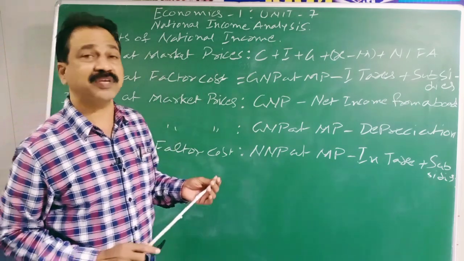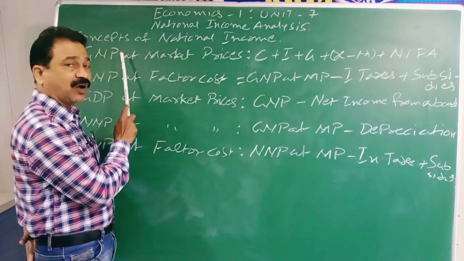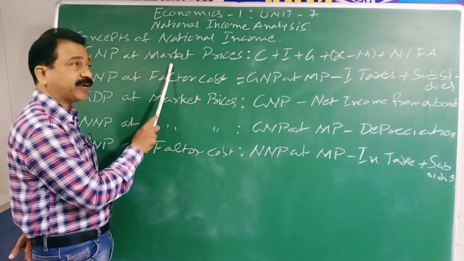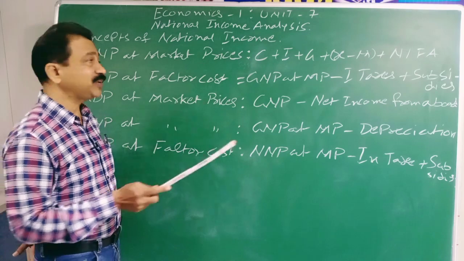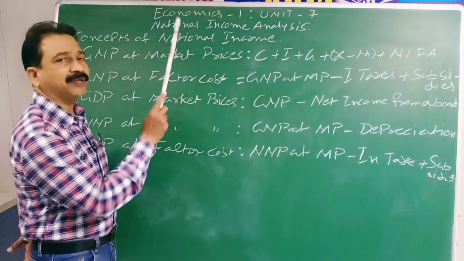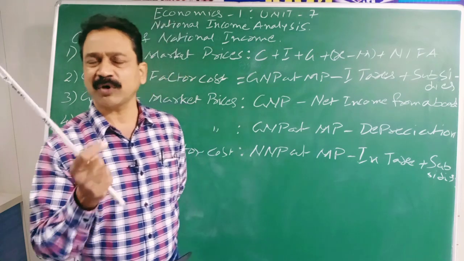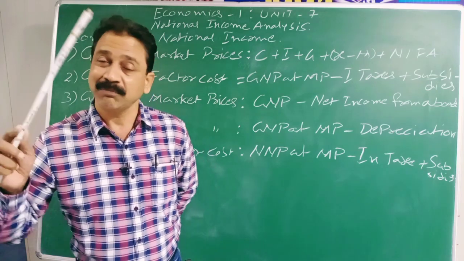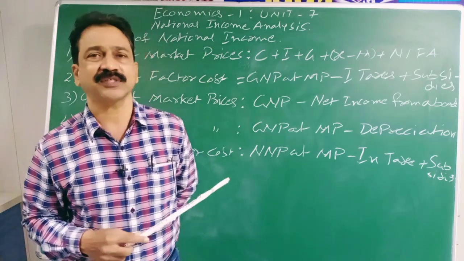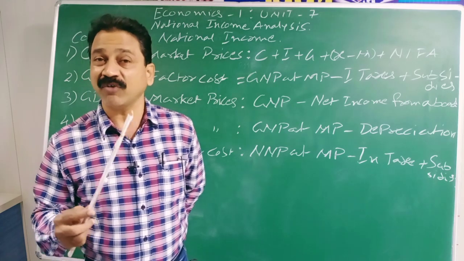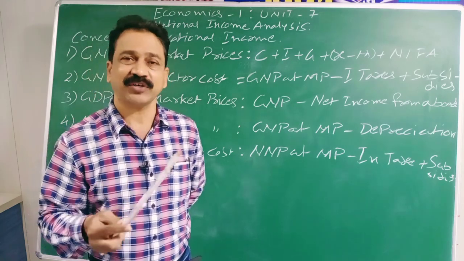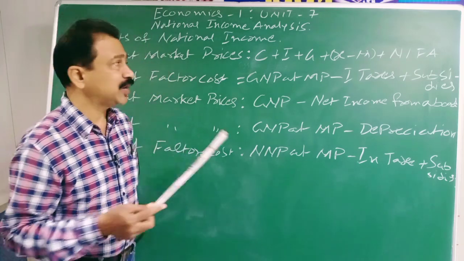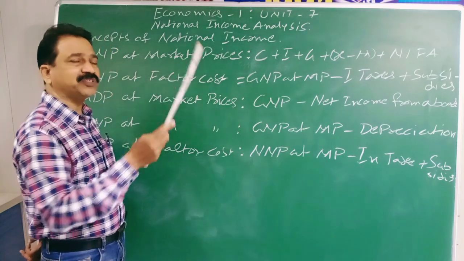GNP at market prices is the total products of the country multiplied by the current market prices. In this one there is a small problem. Sometimes prices increase, sometimes prices decrease. We had a discussion about this. Whenever prices increase, it is generally called inflation. In the next chapter, we will discuss inflation. Due to inflation, sometimes it looks like GNP at market prices has increased.